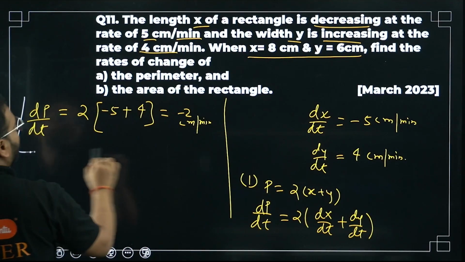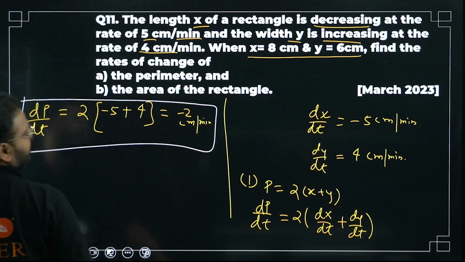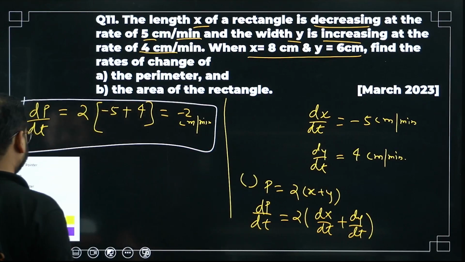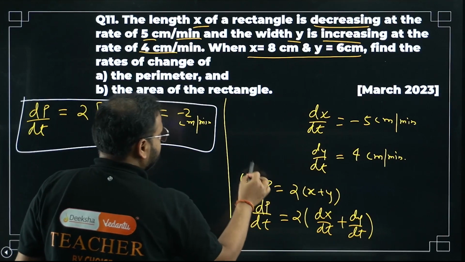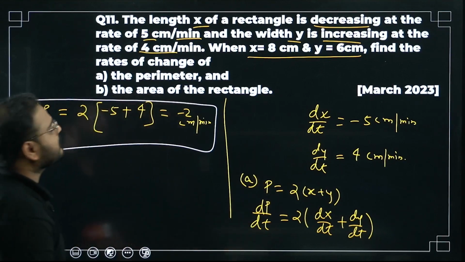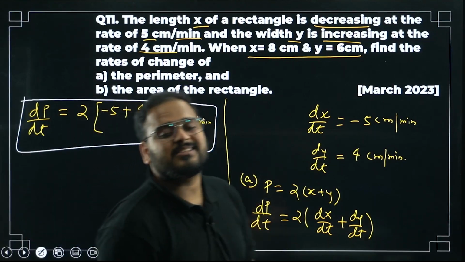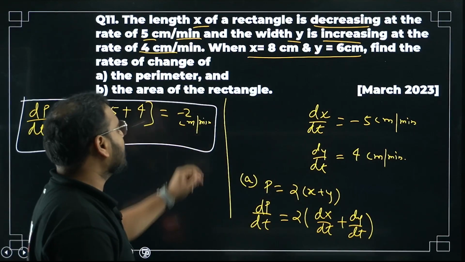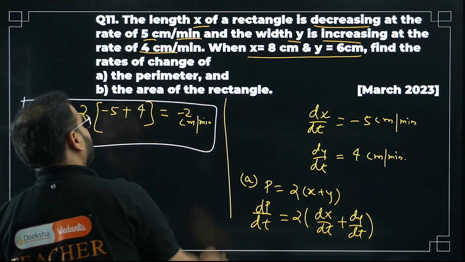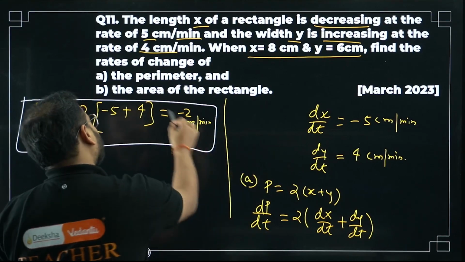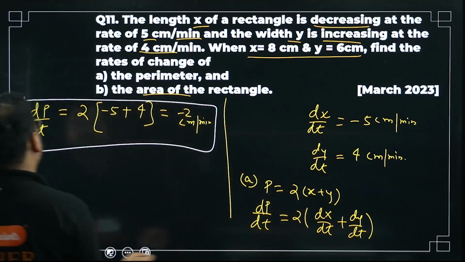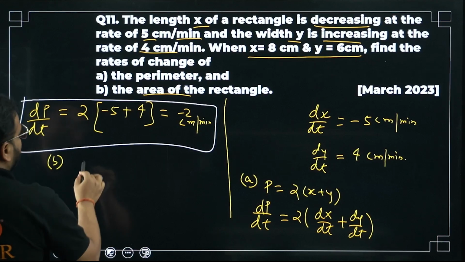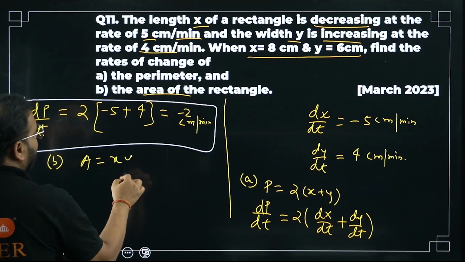Have a look. Question is solved. This is part A. Clear? Rate of change in the perimeter is, we have got right now, minus 2 centimeter per minute. Let's move on to rate of change of area. So part B. What is that, sir? Area will be x into y.